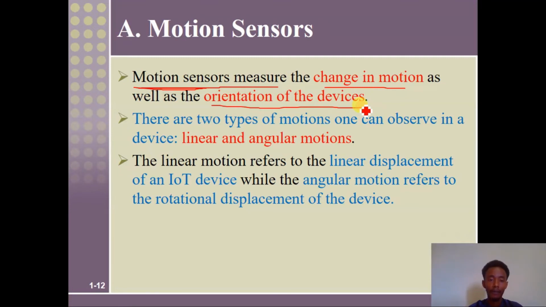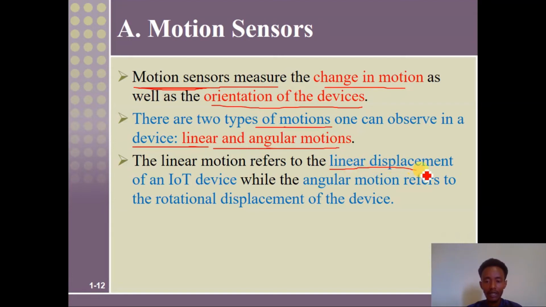Motion sensors. Basically, there are two types of motion: the first one is linear motion and the second is angular motion. Whether it is linear motion or angular motion, such motions are sensed by using motion sensors. So linear motion refers to linear displacement.